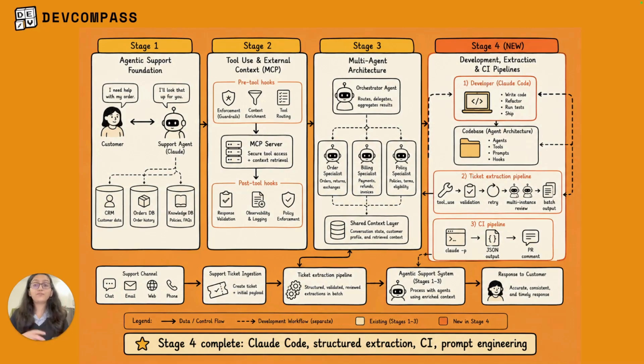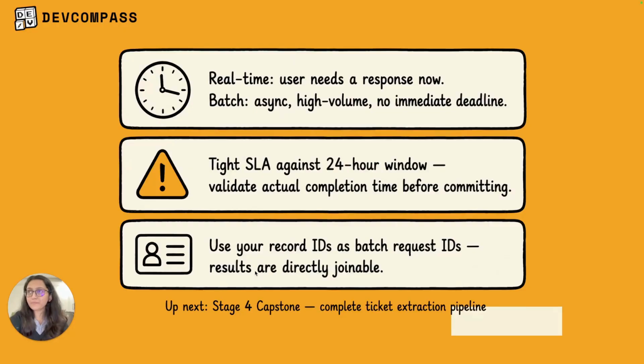Now, stage 4 is complete. There's Claude code, there's structured extraction, there's continuous integration, there's prompt engineering, and this entire diagram is a visual for the capstone for stage 4 and also the foundation for the last stage of the course, which is stage 5 and the reliability layer.